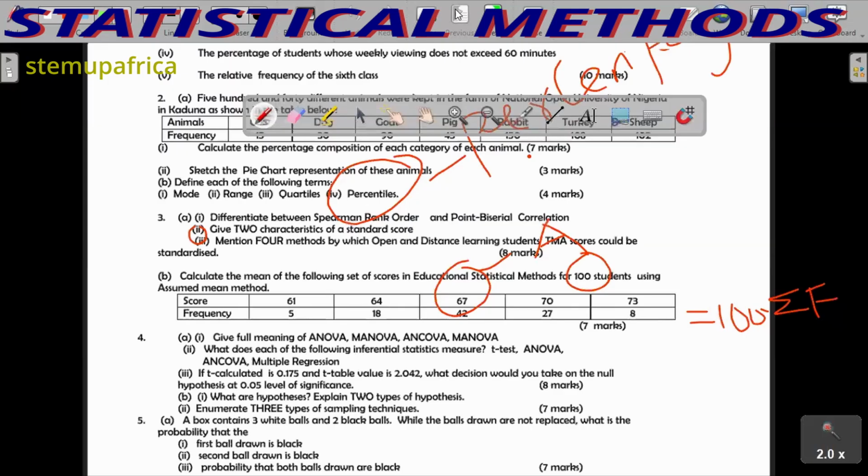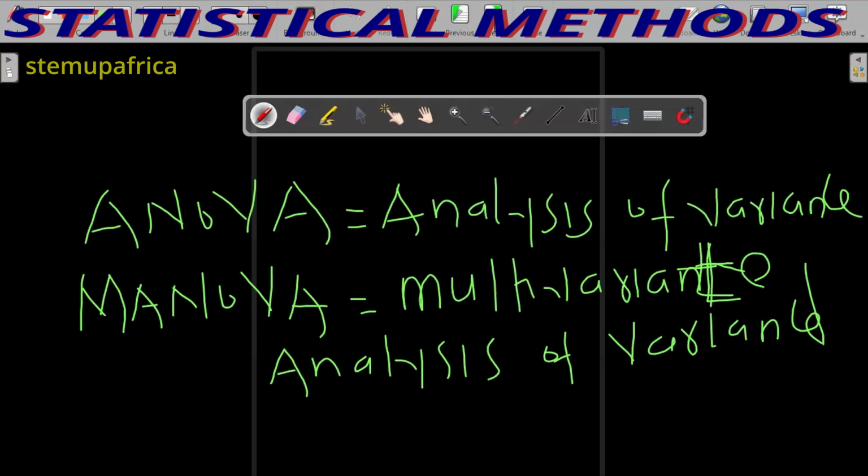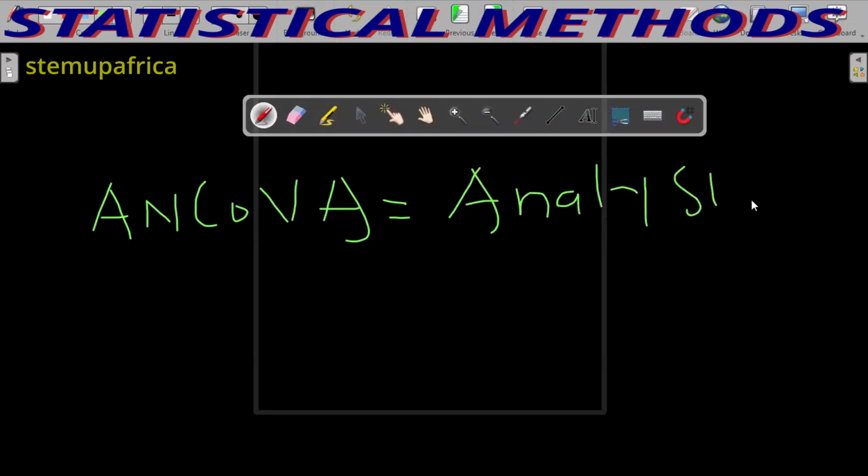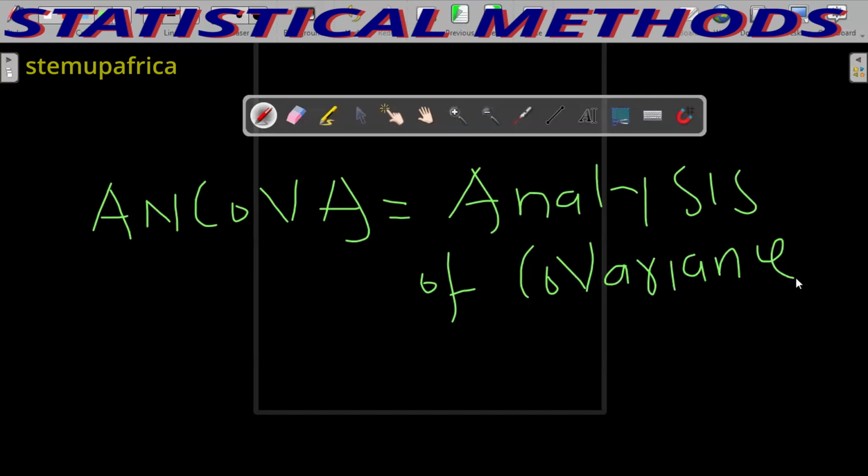The next one is ANCOVA. I don't know if you've written that. Let me go to the next page. All these ones are under advanced statistics. ANCOVA stands for analysis of covariance.